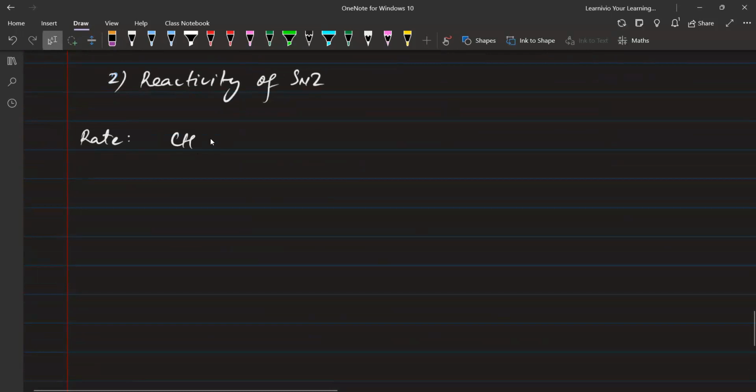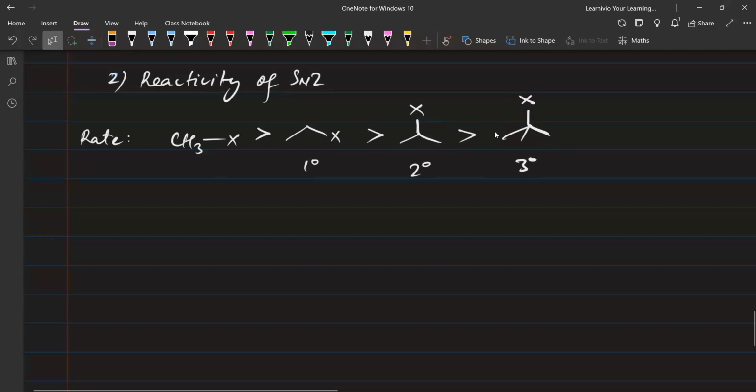In simple terms, here CH3X will be fastest, followed by 1 degree, followed by 2 degree, and the slowest will be 3 degree. Because here we have 0 bulky group, here 1 bulky group, here 2 bulky groups, here 3 bulky groups, and that is why 3 degree is not going to show SN2.